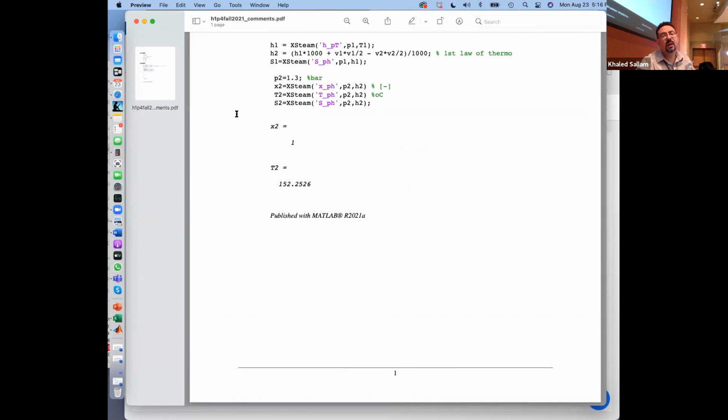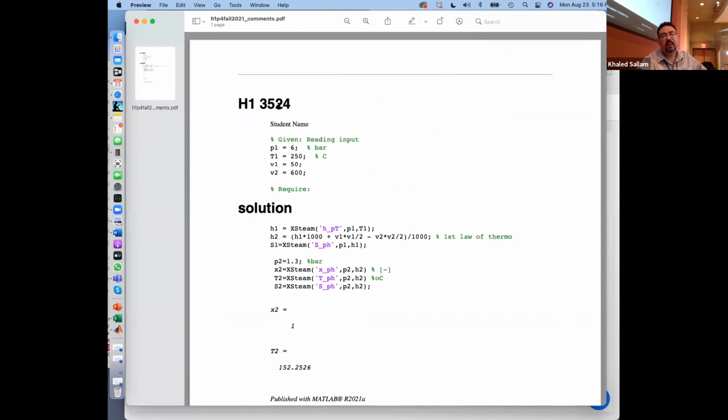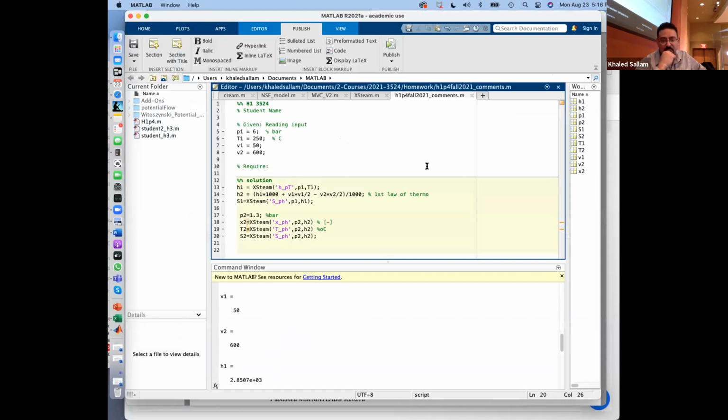So I personally like MATLAB because the plotting and the calculation are done in the same software, and it does a great job plotting as well. All right.